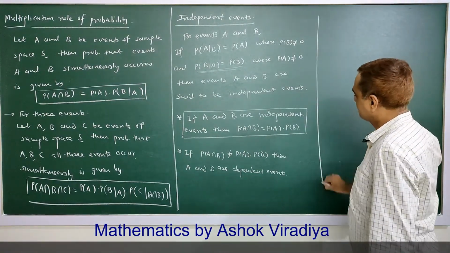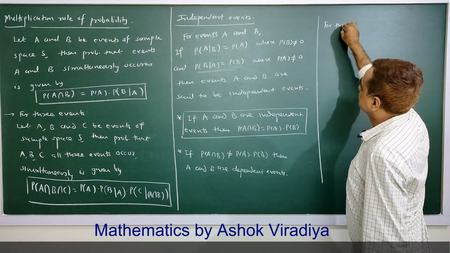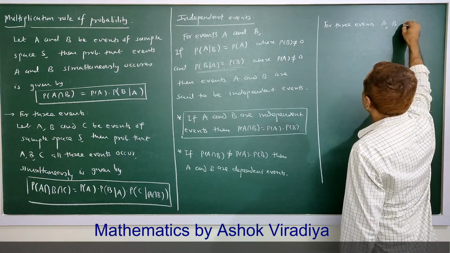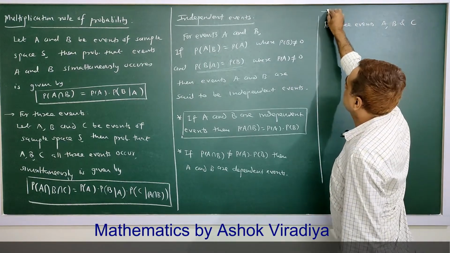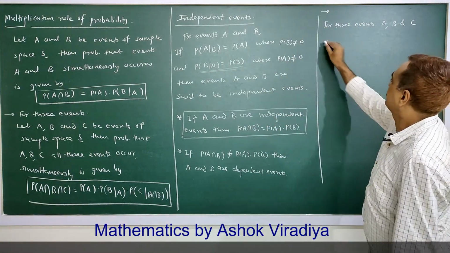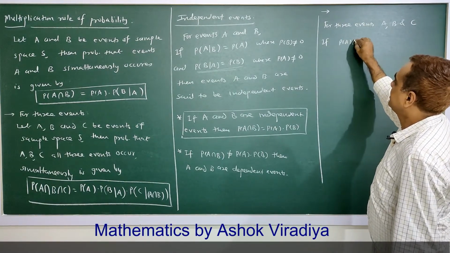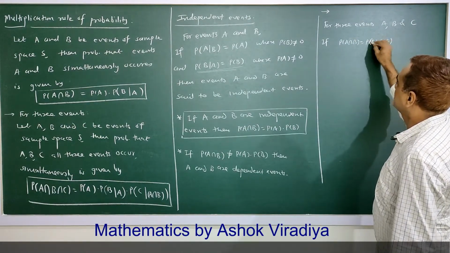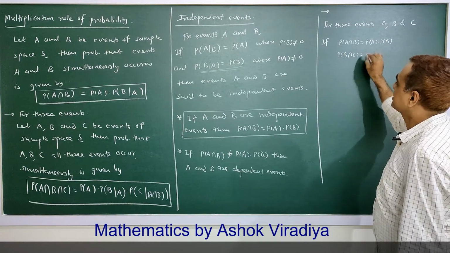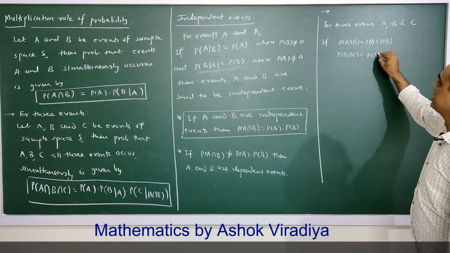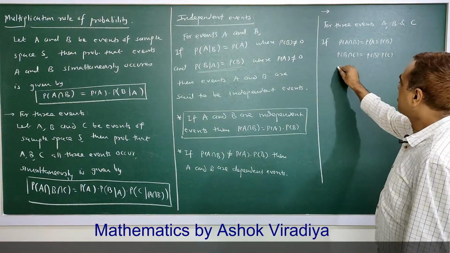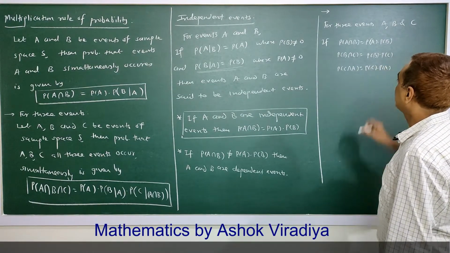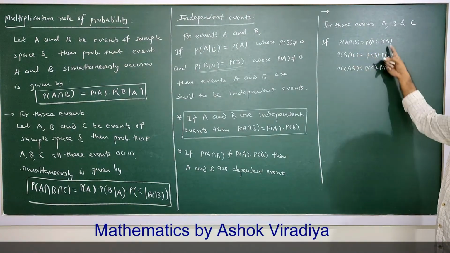Now, for three events A, B and C, if probability of A intersection B is equal to P of A into P of B, probability of B intersection C is probability of B into P of C, probability of C intersection A is probability of C into probability of A. This means pairwise independent.